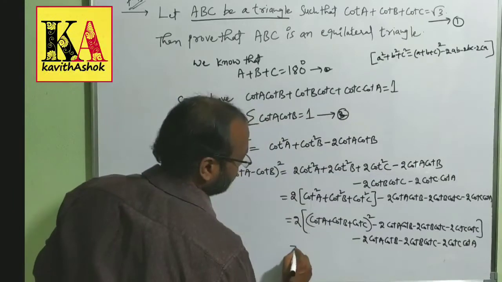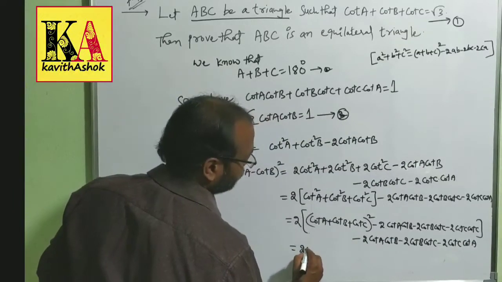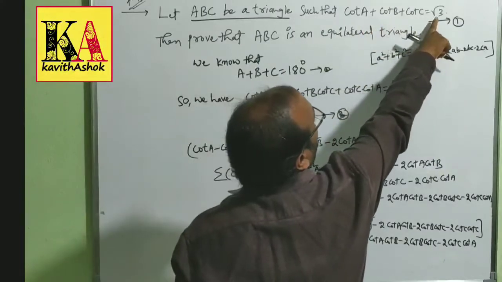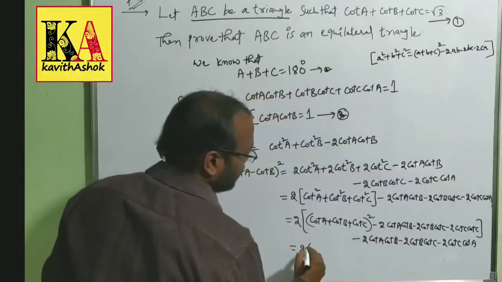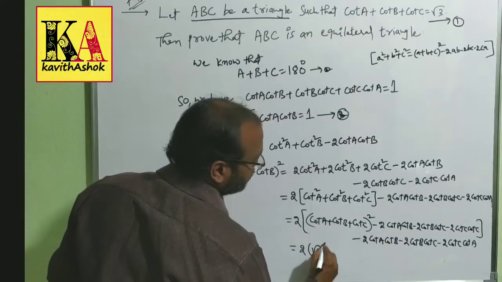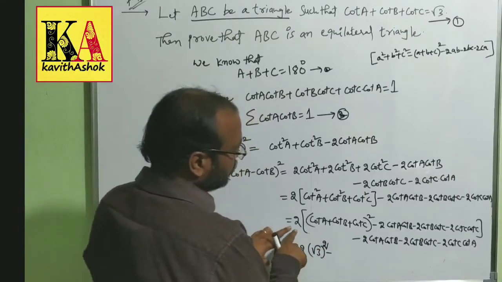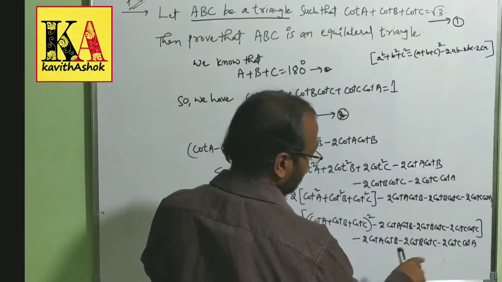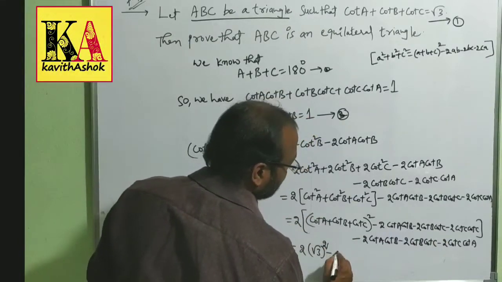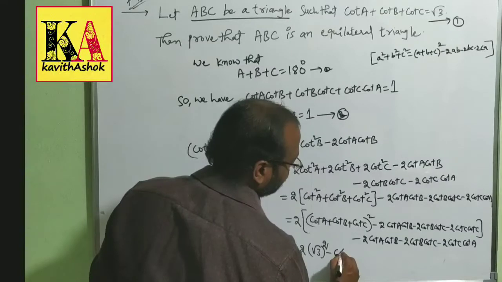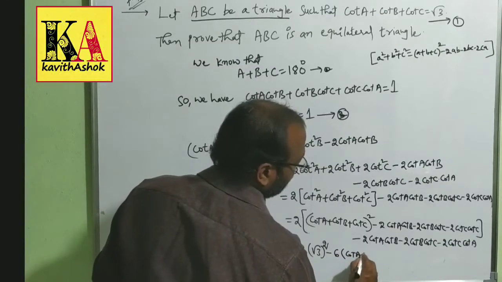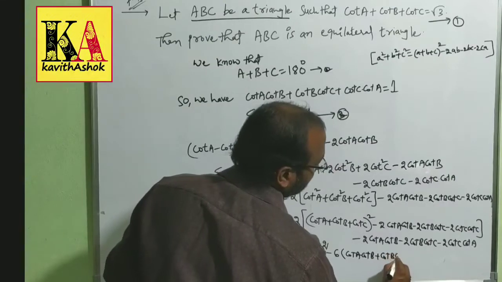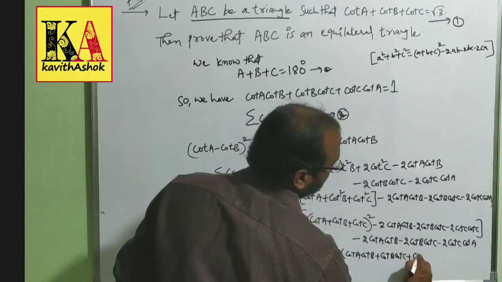Now this is equal to 2 times cot A plus cot B plus cot C whole square. It is already given that cot A plus cot B plus cot C is nothing but root 3. So this is root 3 whole square minus, 2 2 is 4, 2 2 is 4, 2 2 is 4. Already 2 terms are there. So finally what will it become here? 6 times cot A cot B plus cot B cot C plus cot C cot A.